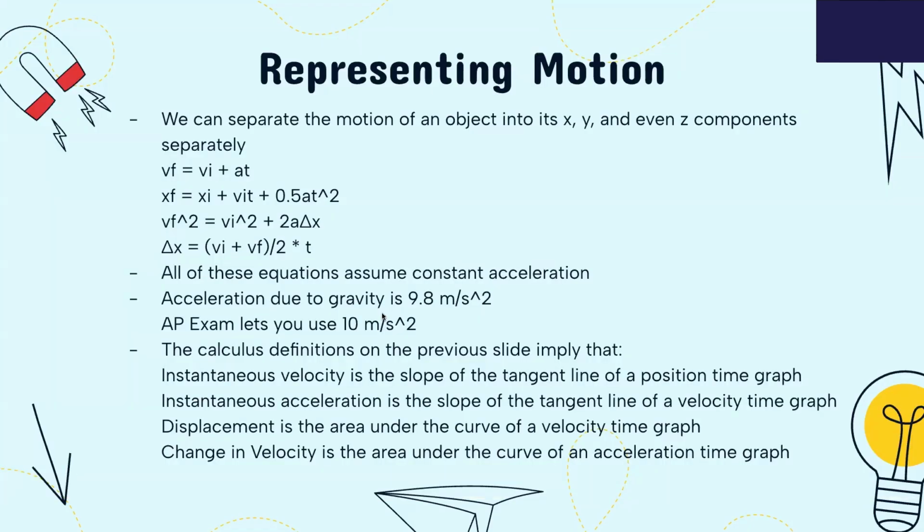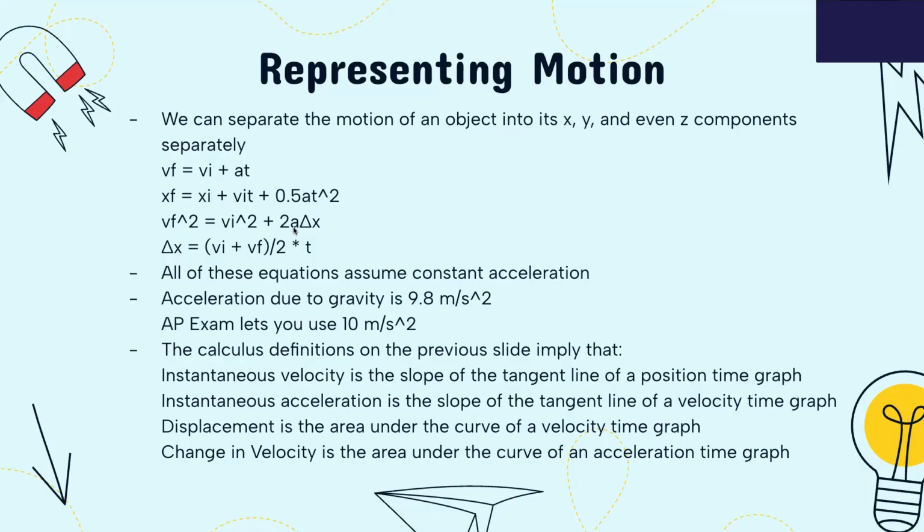Okay, so how do we represent motion? So generally we separate the motion of an object into its x, y, and even z components separately. And these are the big four kinematics equations you should know. So final velocity equals initial velocity plus acceleration times time. And yeah, here are the rest of them too. The first three are on the equation sheet. The last one is not, but it's pretty self-explanatory. It's just the change in position or displacement is the initial velocity plus the final velocity divided by 2 times time.